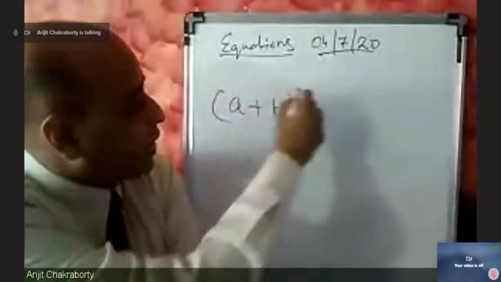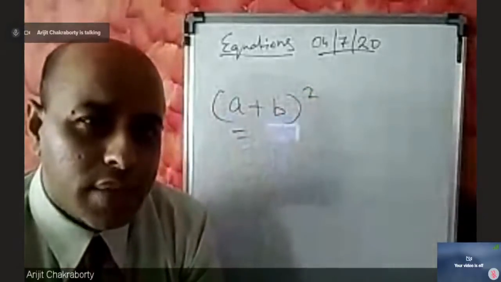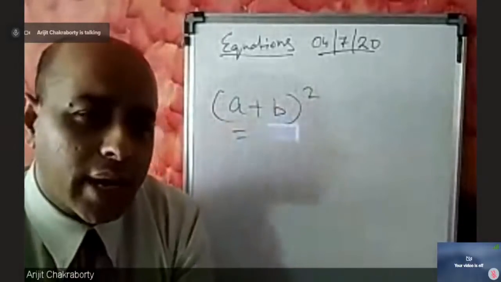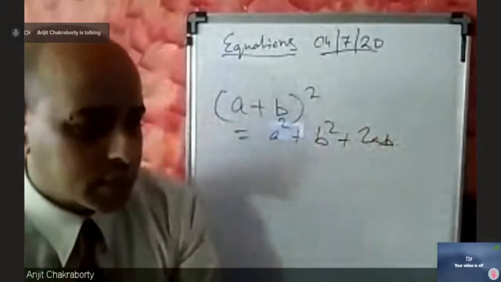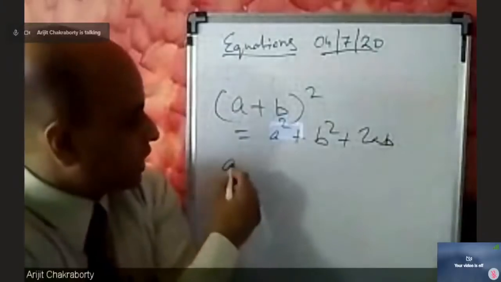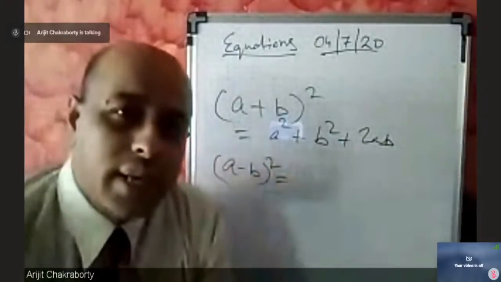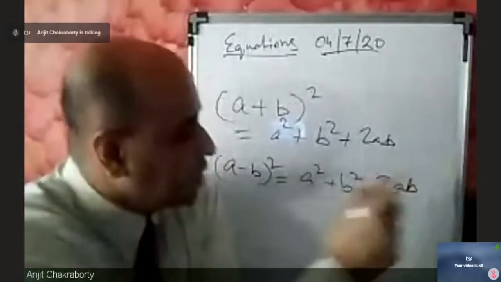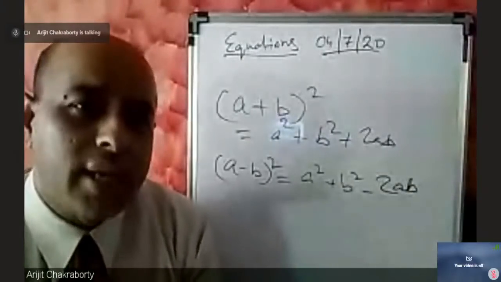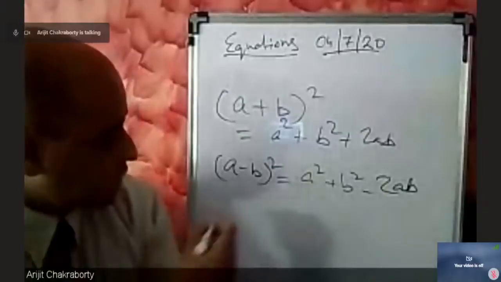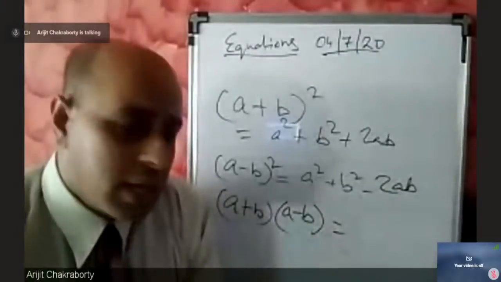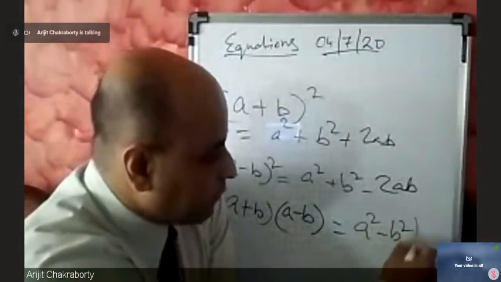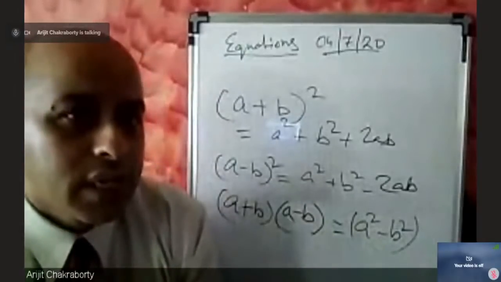So (a plus b) whole square, you may remember, dear students, the expression (a plus b) whole square is a square plus b square plus 2ab. First equation to remember. The second equation is (a minus b) whole square, and this gives us a square plus b square minus 2ab. So these two equations are very important as revision. And the third equation is (a plus b) into (a minus b), which gives us a square minus b square. So these three equations are very important.